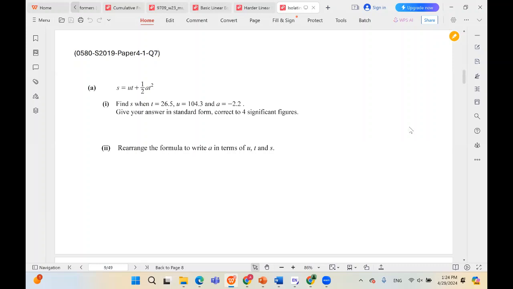So again, here for I, we just have substitution, which is not really our topic. However, let's do it again, just for review. So you have ut plus half at squared. So we just plug in u becomes 104.3. T becomes 26.5, so 26.5. And then plus half. A is negative 2.2, so we have negative 2.2 here. And then finally, we have t squared, which is 26.5 squared.